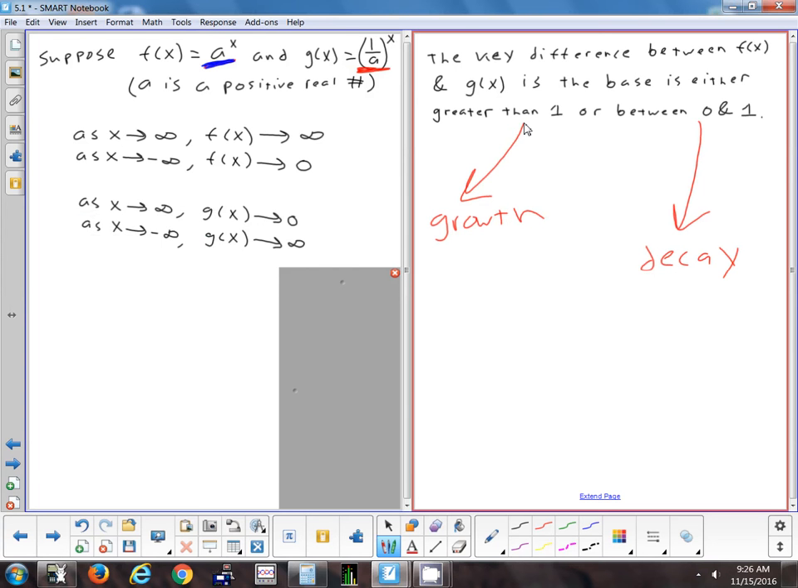And we'll talk in a little bit about two special kinds of growth and decay. We'll talk about doubling, something doubling over time. And then we'll also talk about half-life, which is a decay.